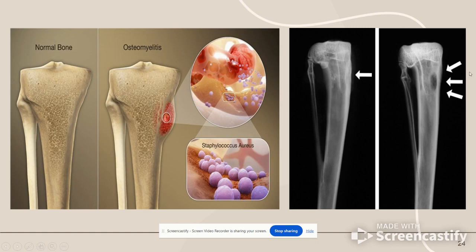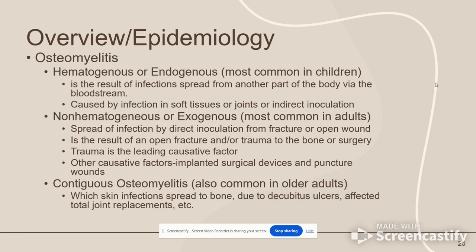This is what a normal bone looks like, and you can see here this blackened area is osteomyelitis of the bone. So osteomyelitis is broken down into three different categories. You have the hematogenous or endogenous, which is most common in children, and this is basically affected through the bloodstream. It's the result of infections that spread from another part of the body via the bloodstream, and it's caused by infection in soft tissues or joints or indirect inoculation.